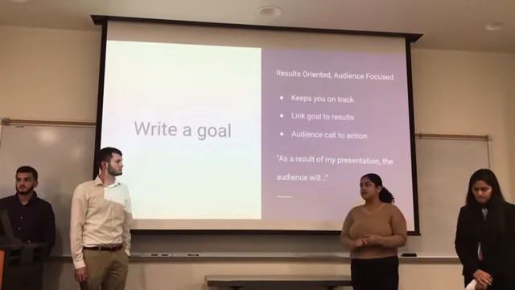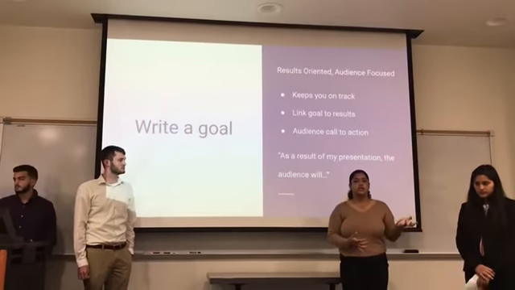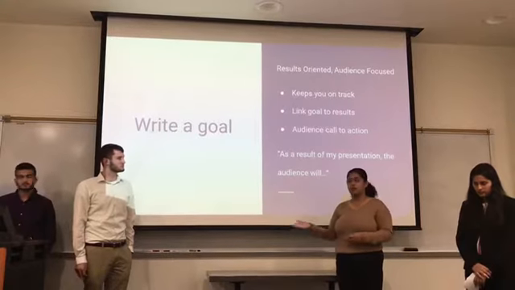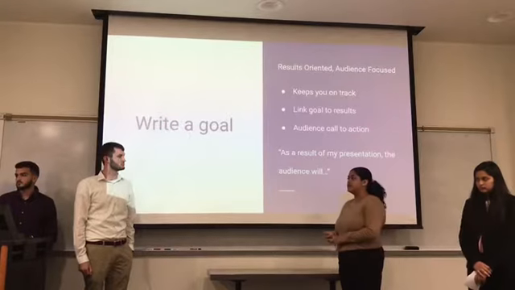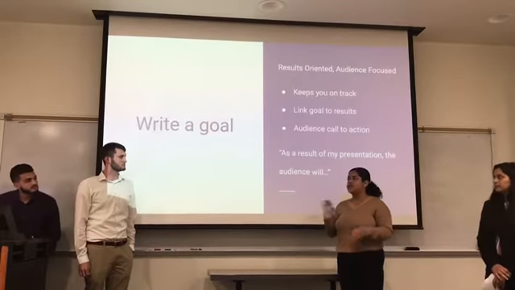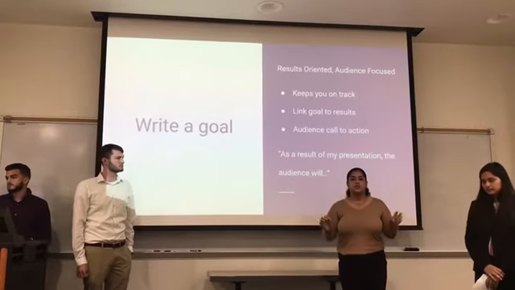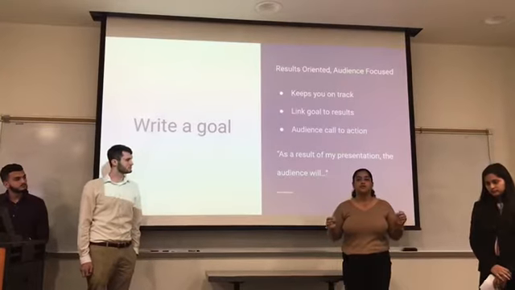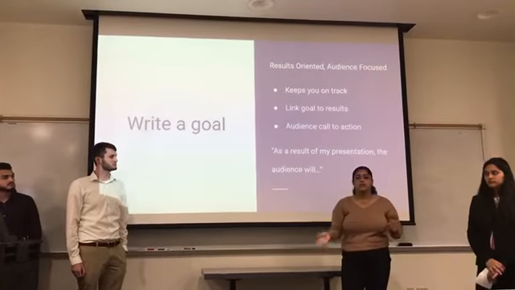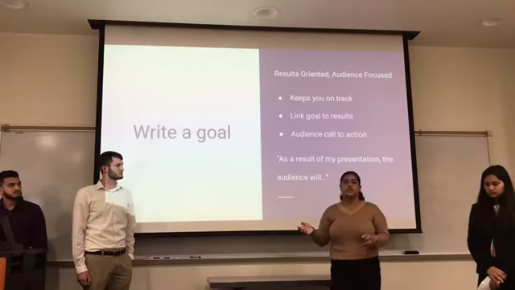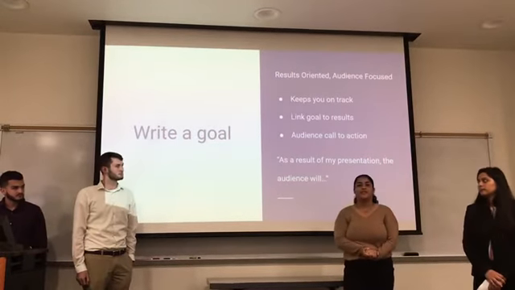So the best way to do this is to decide what you want from your audience, or what you want from your presentation. So you have to decide the result you want moving forward. And then you have to decide what the audience will do for you. So that's why you have results-oriented, audience-focused. An example of this would be, as a result of my presentation, the audience will. So it tells you what they should gain from your presentation, and then it tells you what you want them to do moving forward. And this can be adjusted to your presentation style. So as a result of my sales pitch, the audience will do this. So you just use these tools to help you in your presentation in the future.